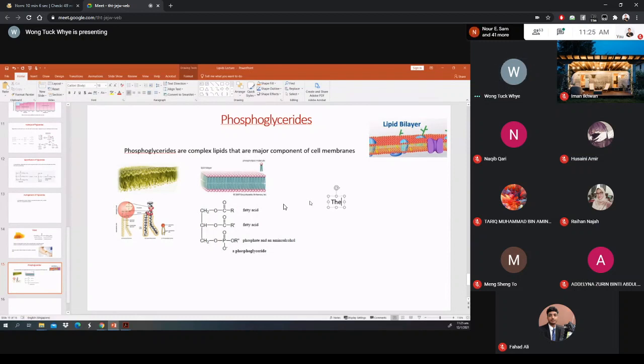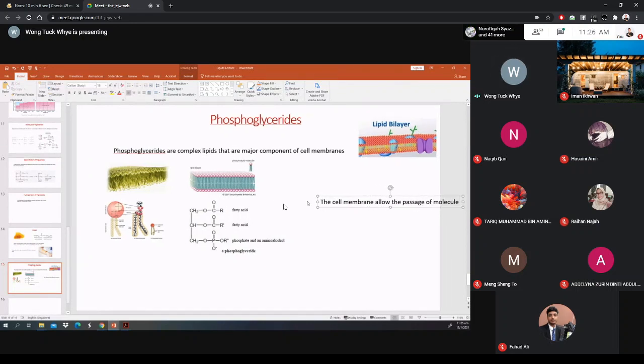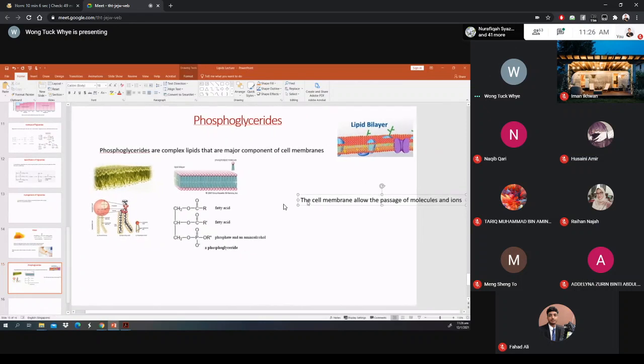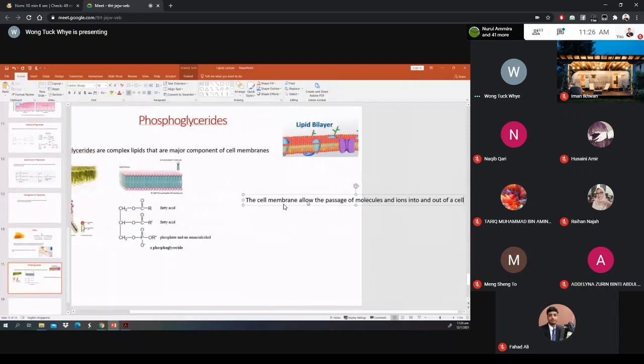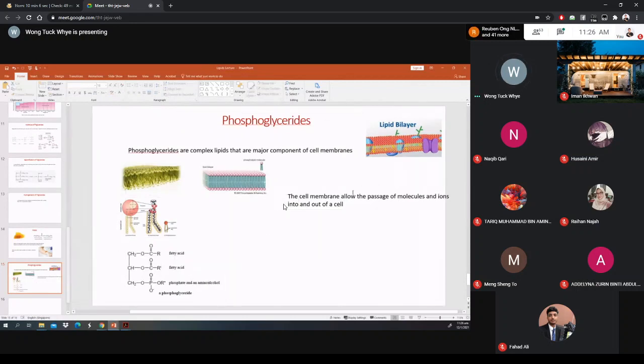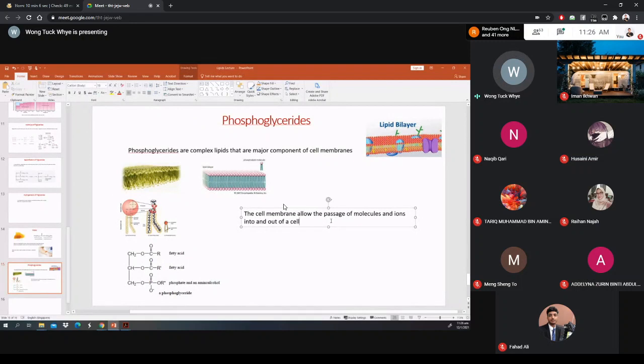The cell membrane locks the passage. It will allow molecules and ions in and out of a cell by two modes.